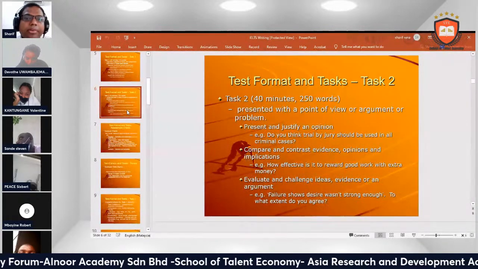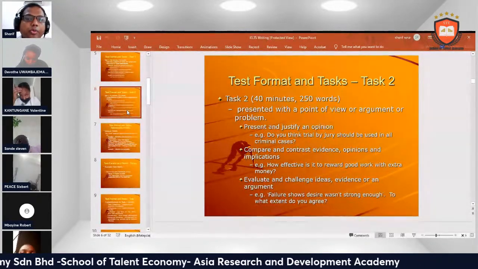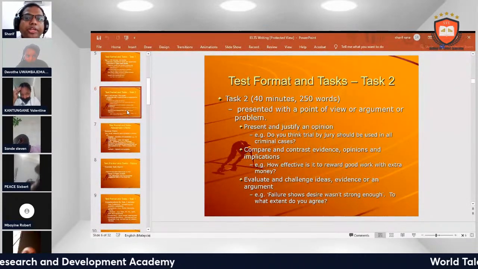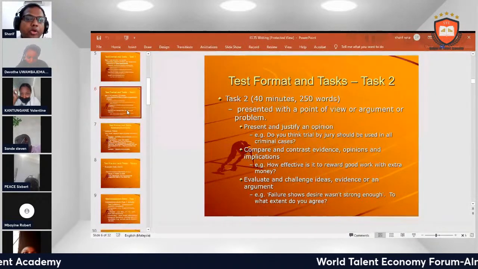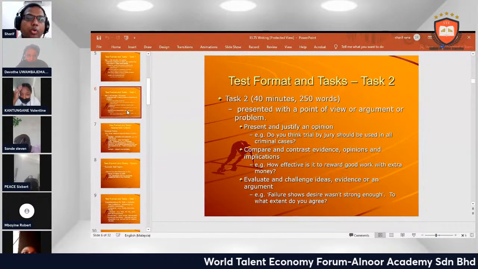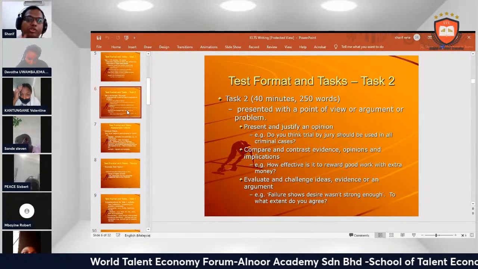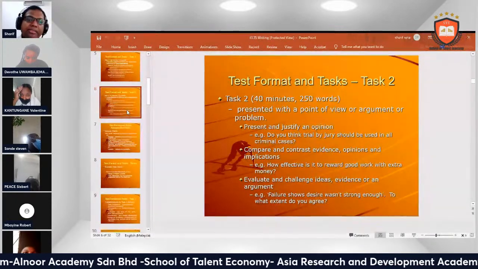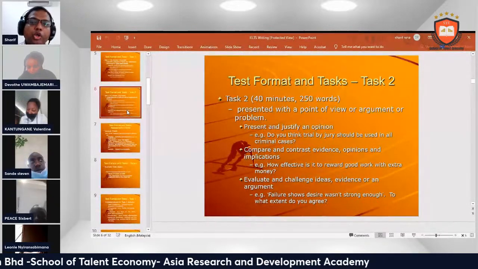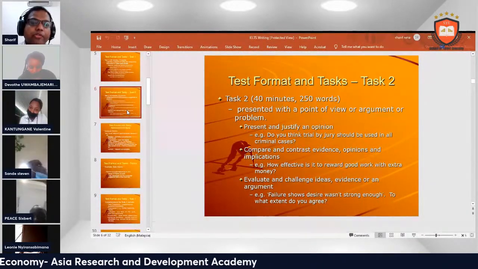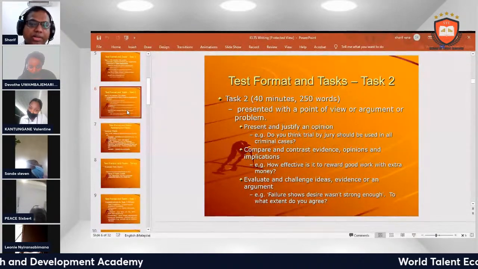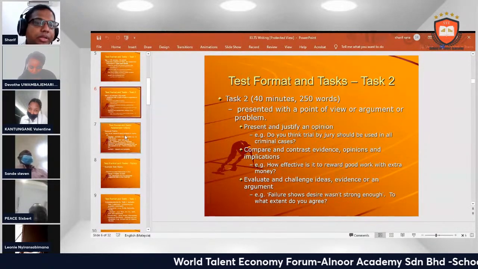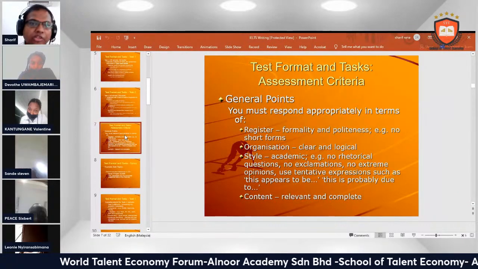Test format. You are presented with a point of view, argument, or problem, and you present and justify an opinion. For example: do you think trial by jury should be used in all criminal cases? Compare and contrast evidence. Always you have to go for compare or contrast. Opinion and implications. Let's say you can write an essay on how effective it is to reward good work with extra money. Evaluate and challenge an idea, evidence, or argument. For example: failure shows desire was not strong enough. To what extent do you agree? These are some of the examples we can utilize.